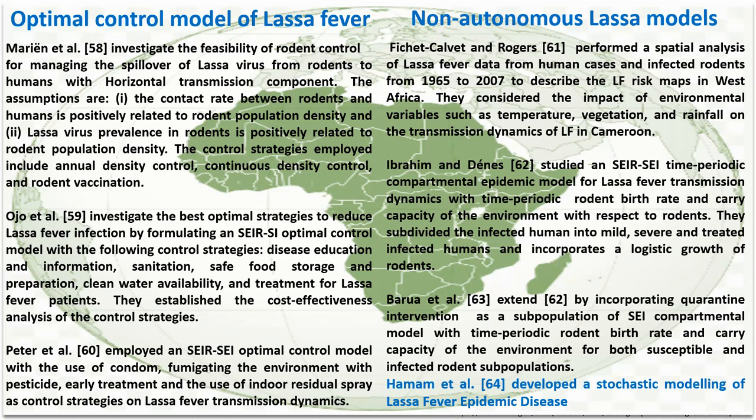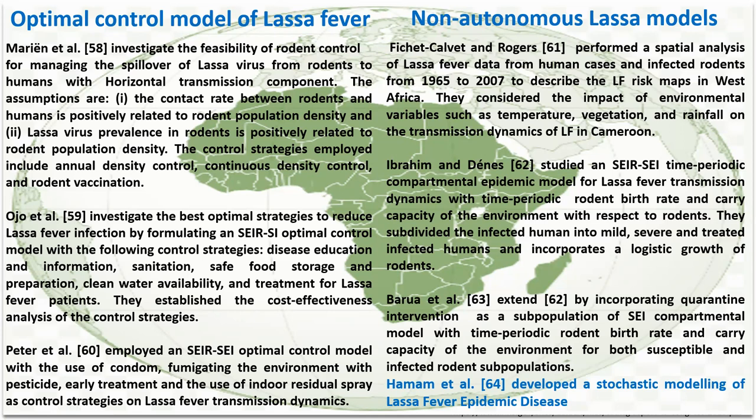And does the rainfall also have an effect, especially in Cameroon, when they carry out a special analysis of Lassa fever data for human cases? This was done by looking at the data from 1965 to 2007, to see how temperature, rainfall, and vegetation affect the dynamics in Cameroon. That is considered in reference 61.